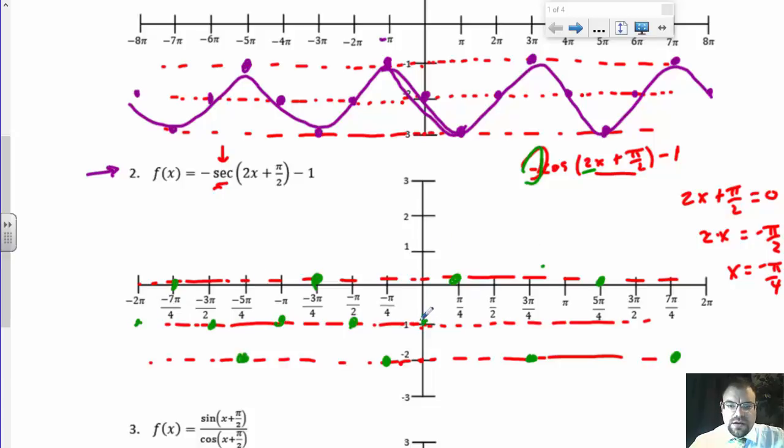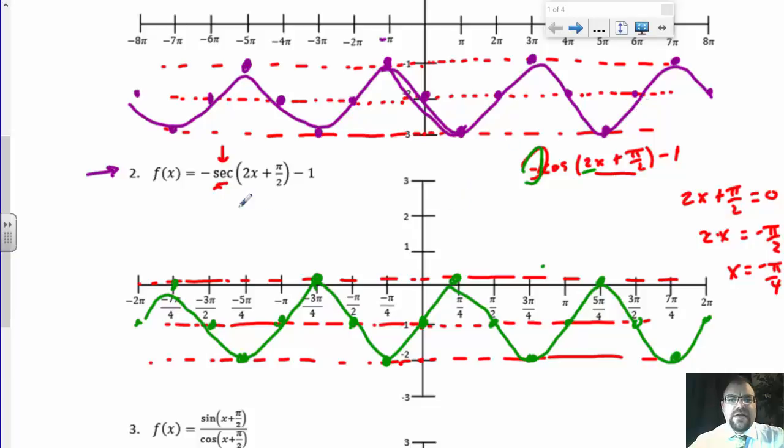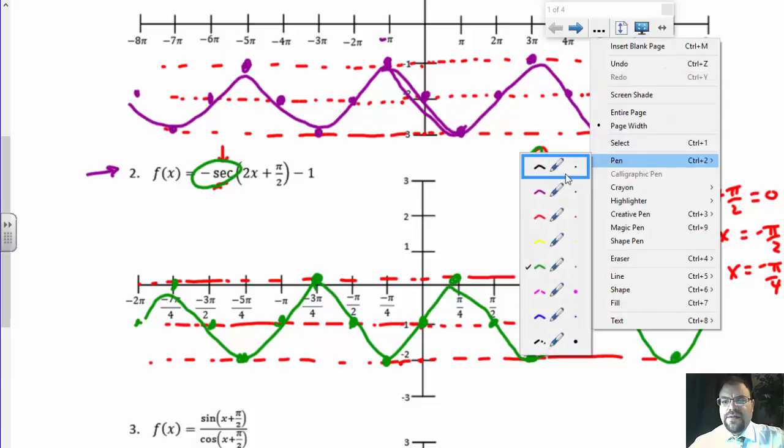Something like that. And then we're going to connect the dots. It's harder to draw on here than you think. Okay, that's actually the graph for cosine, but I actually wanted the graph of secant, so I haven't really drawn that yet, so we're not really done at all.